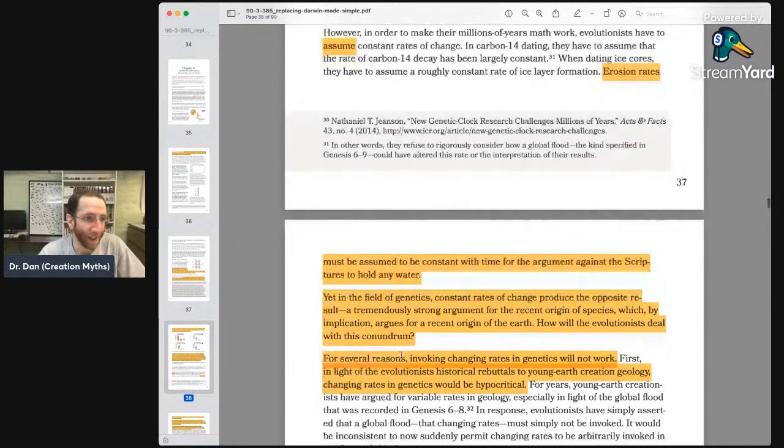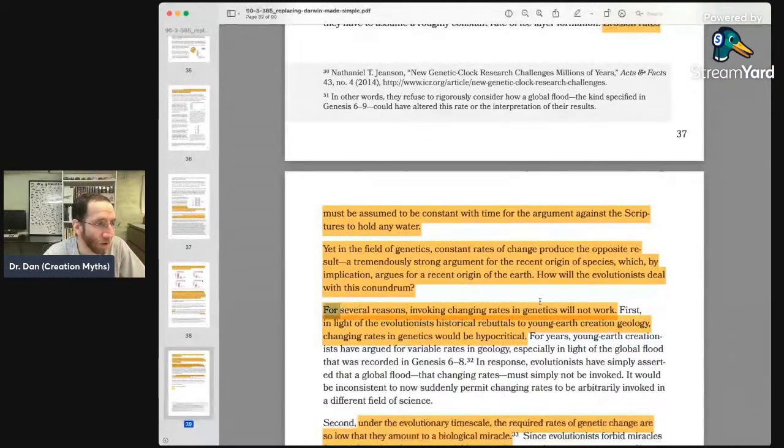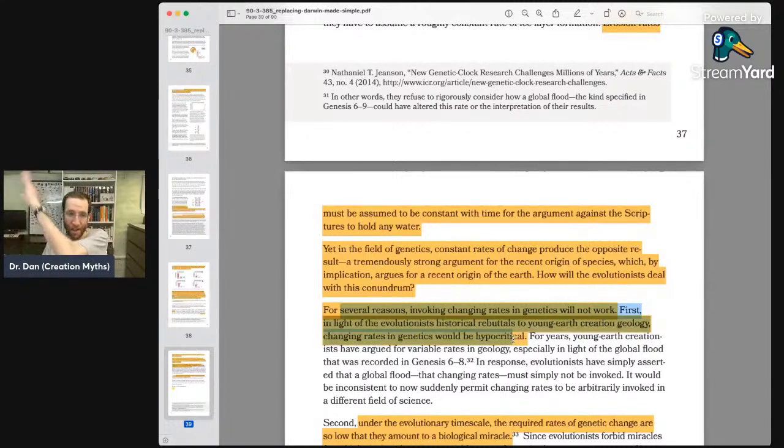Now, this is bad. He says that for several reasons, invoking changing rates will not work, and that in light of evolution's historic rebuttals, changing rates would be hypocritical. No, that's just not true. It's not hypocritical because they're different processes. Radiometric decay and erosion and mutation are all different processes. They operate on different principles. They have different constraints. There are different things that affect them. So it's perfectly consistent to say this thing is constant all the time, this other thing is constant in this window, and then it's variable and at a different level in this other window, and this other thing is not constant, it varies over this curve. Those are all completely consistent statements. Those are not contradictory at all.